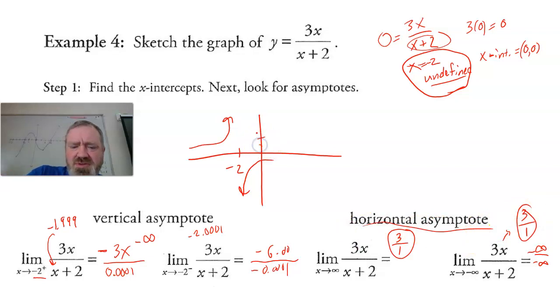So 1, 2, 3 up here. Looks like this graph would be more like this. This graph would be a little more up here. And we have this horizontal asymptote going through. Right? So that's kind of the asymptotes going on in this problem.